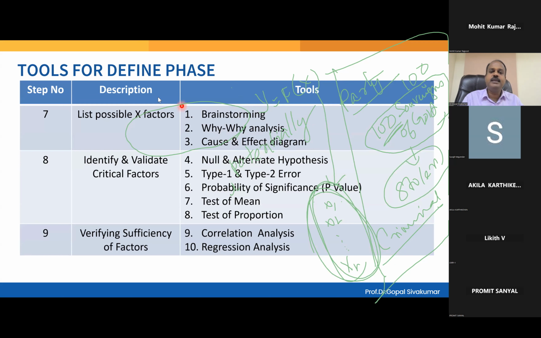Brainstorming, Why-Why analysis, and then cause and effect analysis. Very good. These tools can certainly help you. All right. And then after securing the place, what will you do?